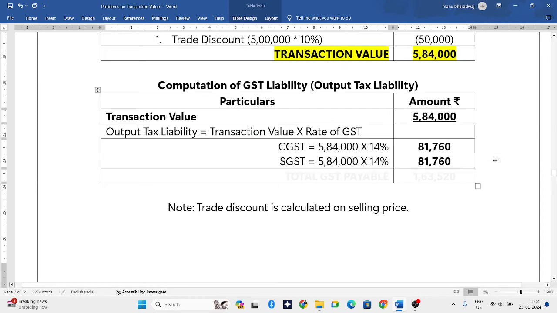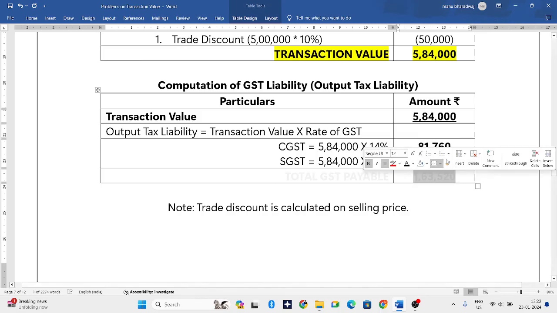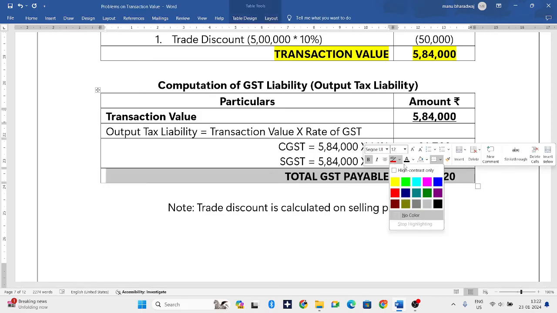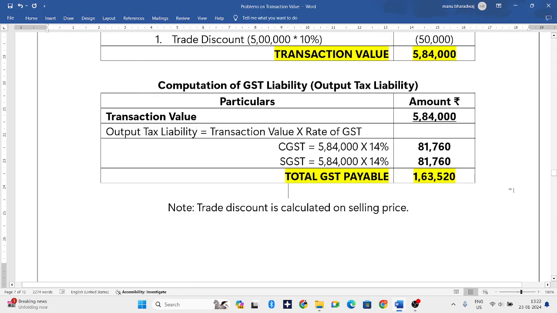So CGST: 5,84,000 into 14% will be 81,760. SGST: 5,84,000 into 14% will be 81,760. So if we add both, 81,760 and 81,760, we will get 1,63,520, and this is our total GST payable.